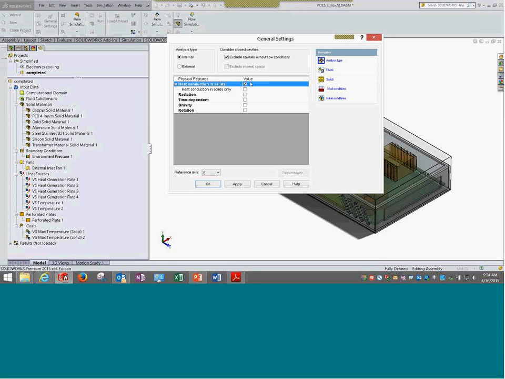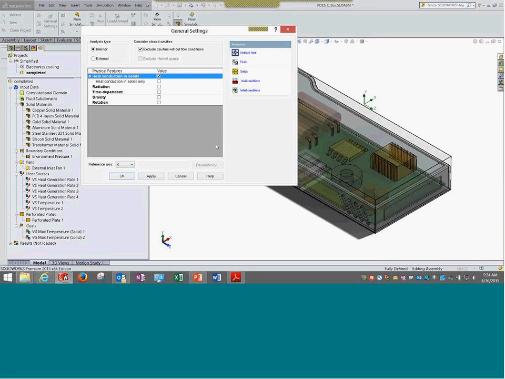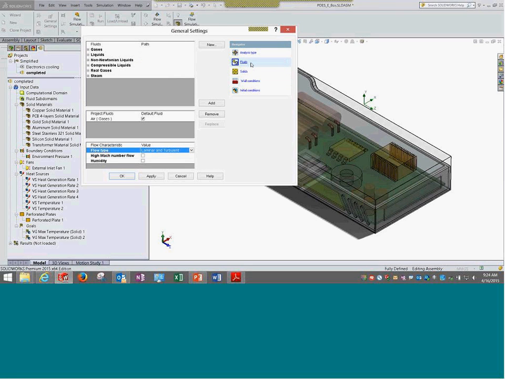We are selecting heat conduction in solid. So obvious setup, heat is very important, and that's what we want to simulate. We are activating it. All our other options are left blank. The flow remains laminar and turbulent. We do not know what exactly it could be, or it can be both. No high Mach numbers, no humidity present.